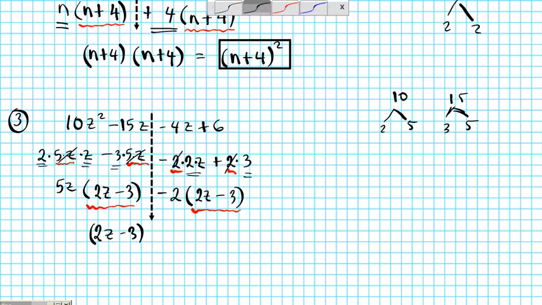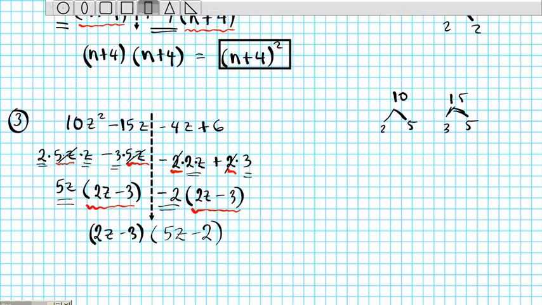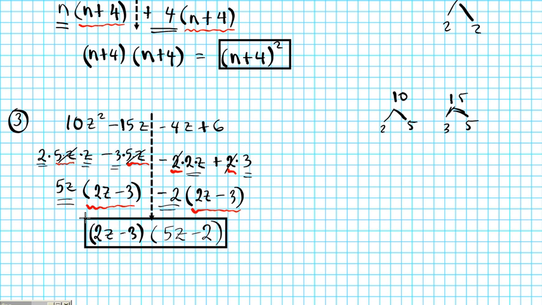You're going to be left with 5z, put that in the parentheses, 5z minus 2. Now, there goes your final answer. So you've got to be really careful whenever you have a minus in the center right here, because this sign gets inverted and then it changes the problem a little bit.